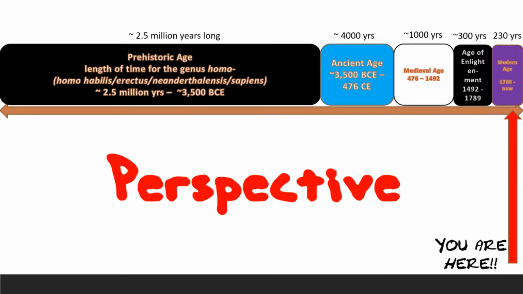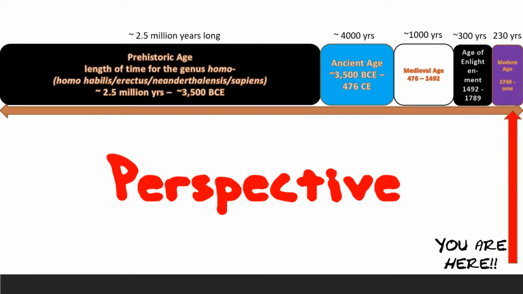In the black is the prehistoric age, which is what we're going to be talking about today. 2.5 million years to around 3500 BCE. That's about 2.5 million years long. That's pretty substantial. And in the blue, the ancient age, which started around 3500 BCE and goes all the way into the Common Era to 476, the fall of the Roman Empire. Now, that lasted around 4,000 years. Pretty substantial time.